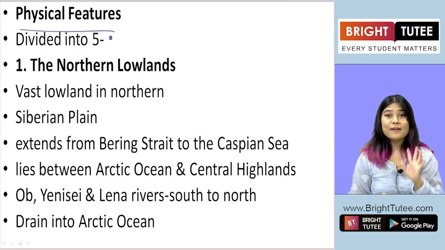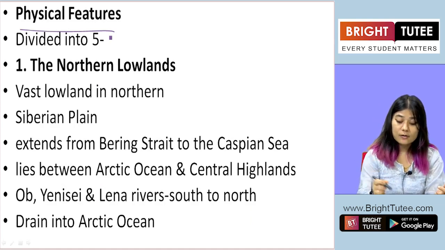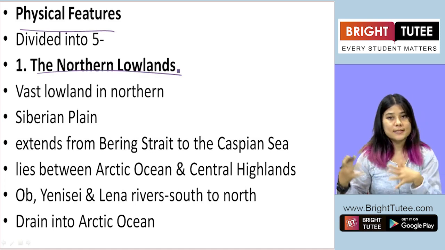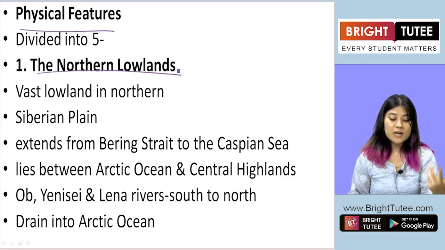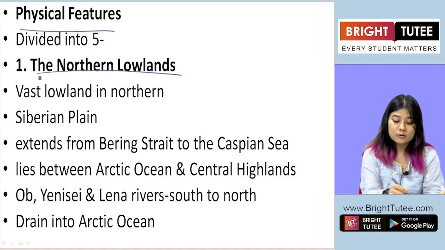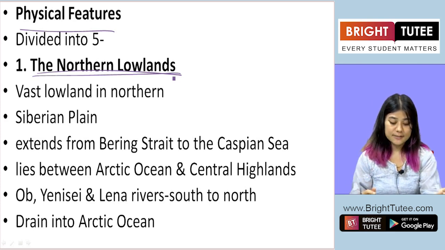Now, let us look at some of the physical features of the continent of Asia. There are 5 main physical features of Asia, and we'll look at each of them one by one. The first physical feature is the northern lowlands. Let's look at what this feature is.